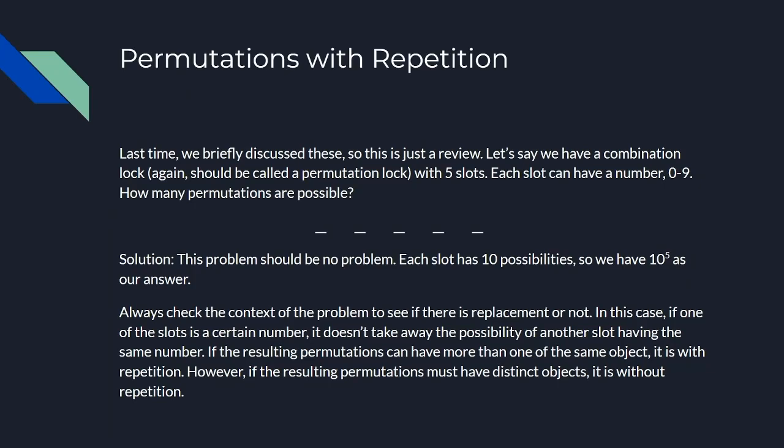With replacement basically means you can have multiple of the same thing in the answer. So this one has replacement because, for example, we can have 2 zeros or 3 nines. But if it's without replacement, that means we can't have multiple of the same number in an answer, so we can only have one of each number. If the resulting permutations must have distinct objects, it's without repetition. But if it allows more than one, then it is with repetition.